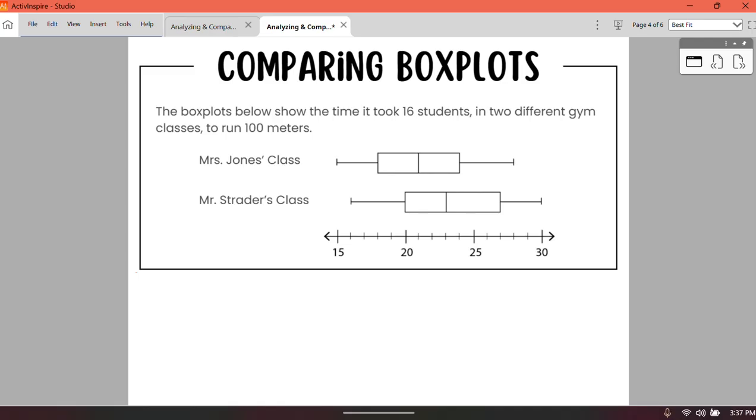Okay, so let's talk about comparing. So here I have two box plots. The box plots below show the time it took 16 students in two different gym classes to run 100 meters. So somebody in Miss Jones's class ran 100 meters in 15 seconds, but the fastest person in Mr. Strader's class ran it in 16 seconds. Okay, so you can kind of see what's going on here. Let's see what the questions are.